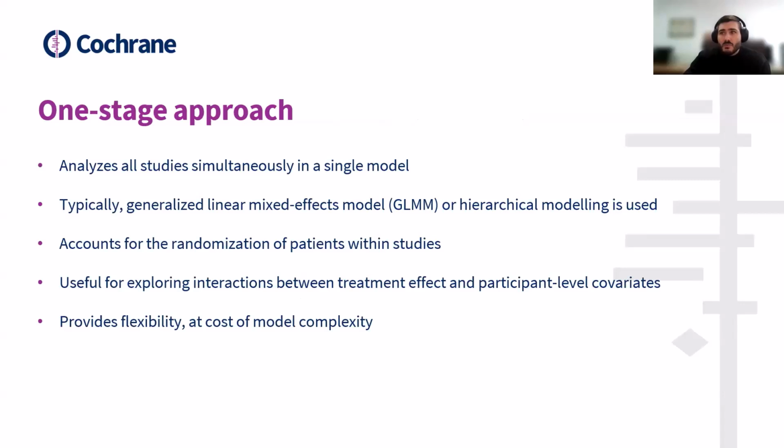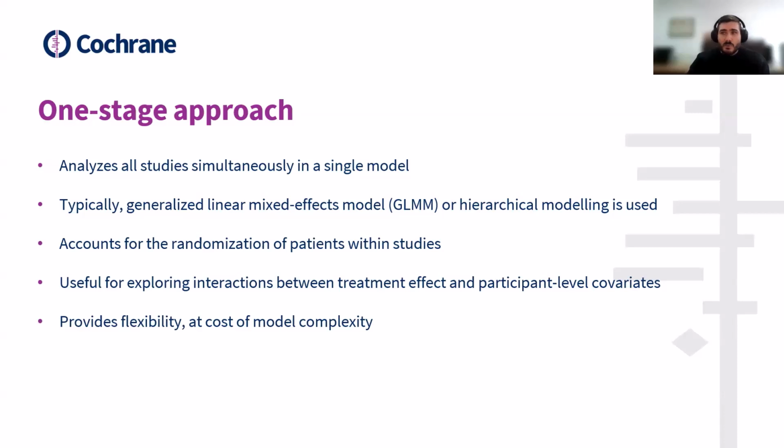Let us now move to the one-stage model, which analyzes all studies simultaneously within a single framework. This is typically implemented using generalized linear models, generalized linear mixed models, or hierarchical models. A key requirement is that the model must respect the data structure. Different patients come from different studies, and this clustering must be accounted for in the model specification. Within this framework, we can easily adjust for prognostic factors, just as we did in the two-stage approach, and also we can incorporate effect modifiers and explore interactions between treatment and covariates.